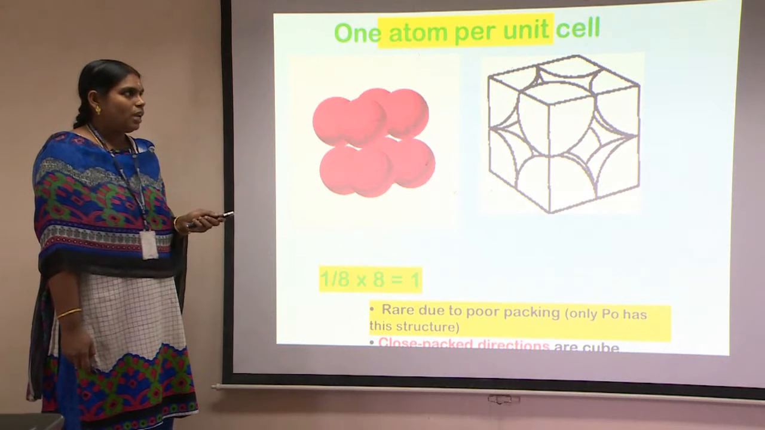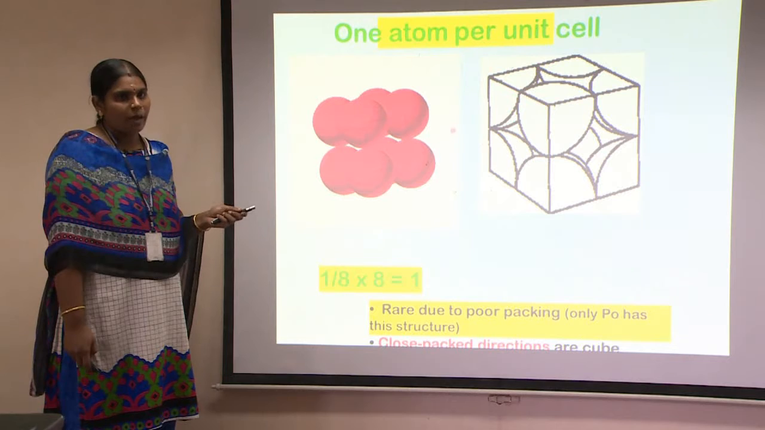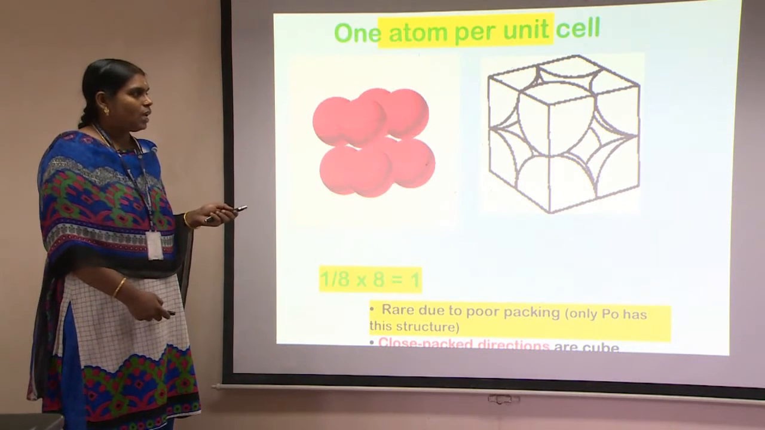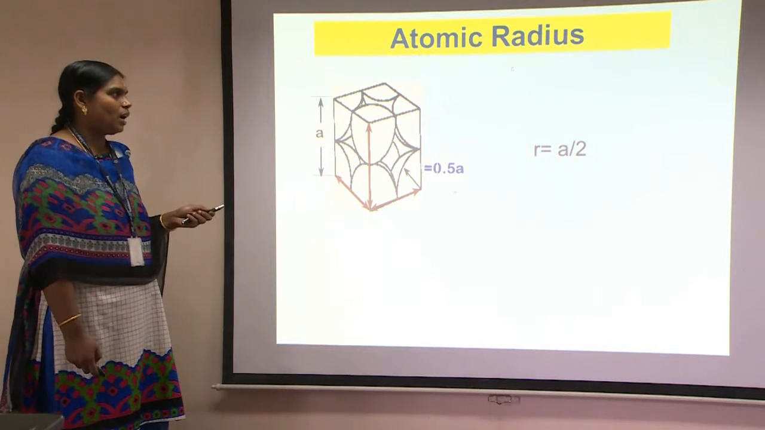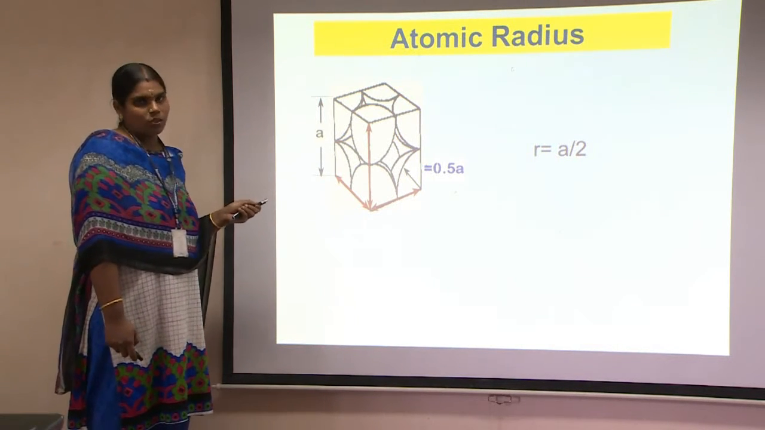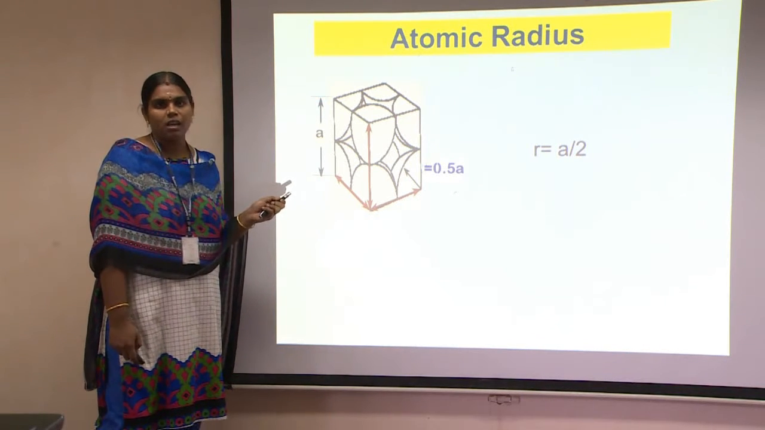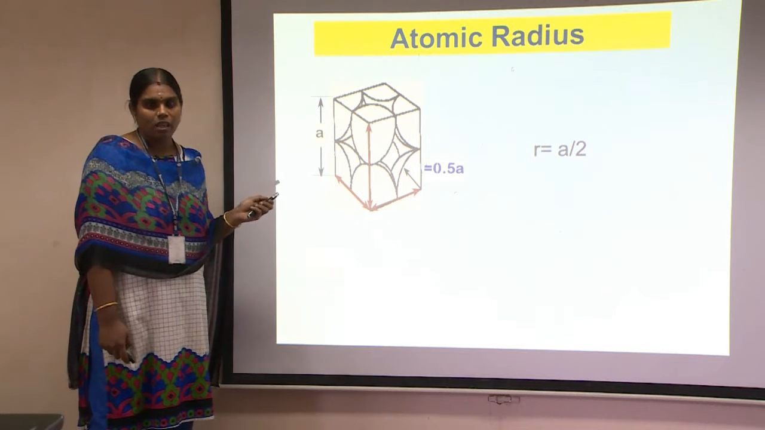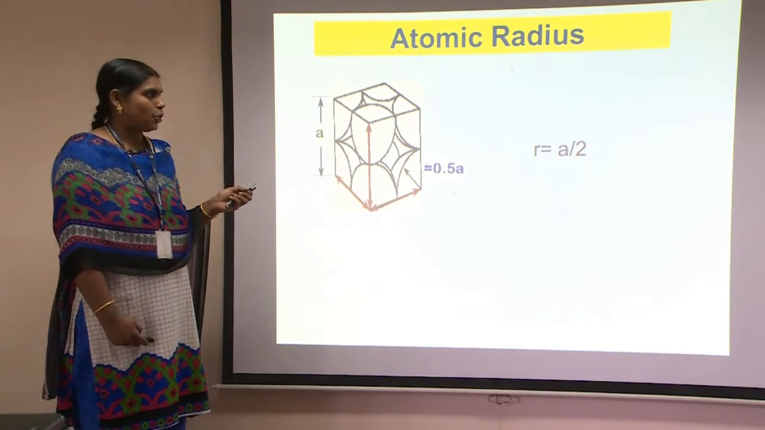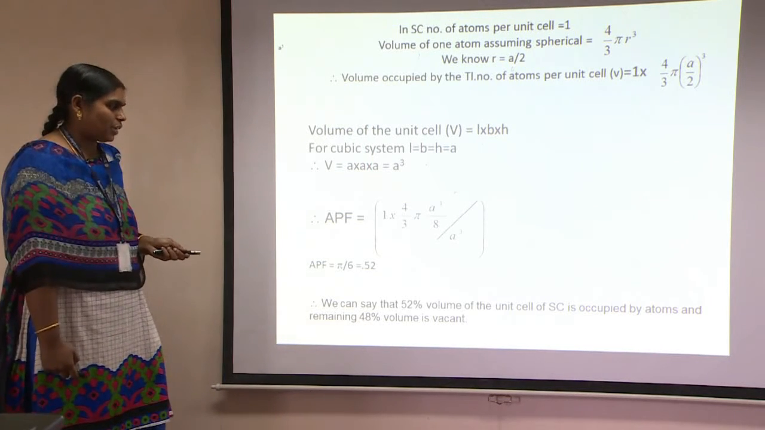That means A is equal to 2r, or r is equal to A by 2. So the atomic radius for a simple cubic structure becomes A by 2. So this is how we are calculating the atomic radius for a simple cubic structure. The last and an important characteristic is the packing density or packing fraction of a simple cubic structure. So how do we calculate this for a simple cubic structure?